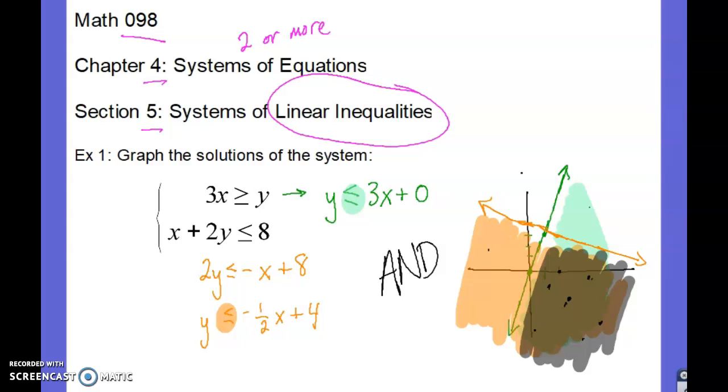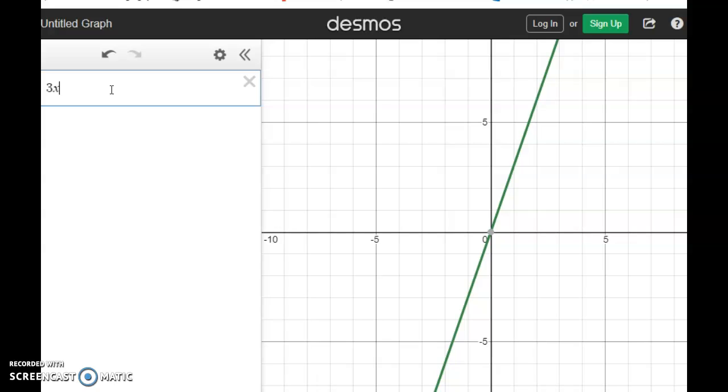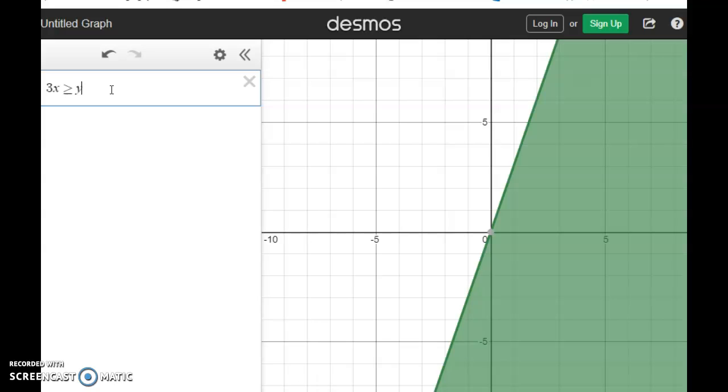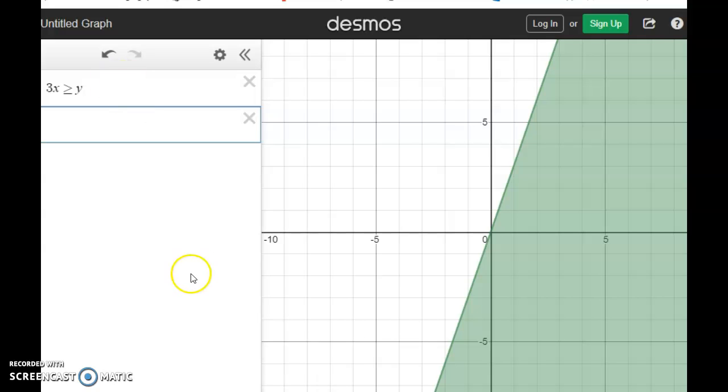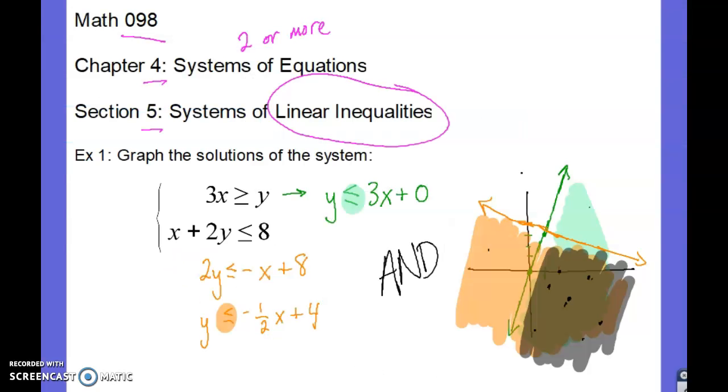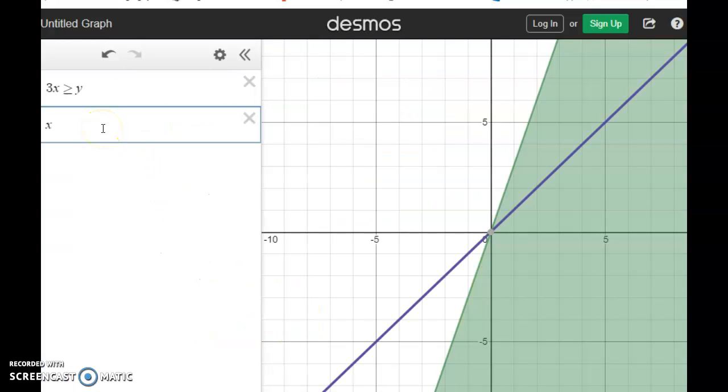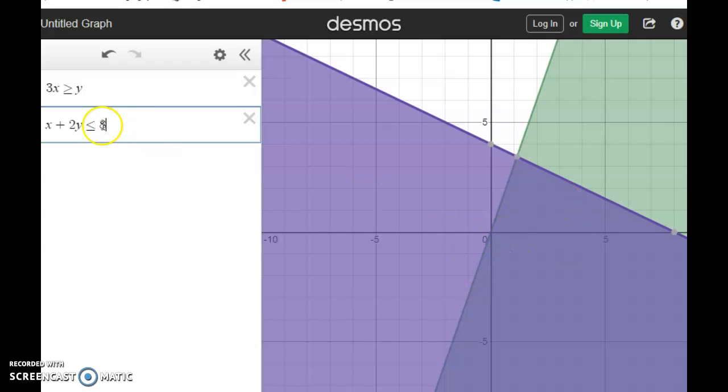I could pull up Desmos. Might as well do that real quick, because Desmos will give you the answer right away. So let me pull up Desmos. Looking at 3x is greater than or equal to y. What's nice about Desmos is you can also just write greater than and then the equal sign, and it'll fix it for you. And then my other equation was x plus 2y is less than or equal to 8. So it's a nice way that you can check that you did this correctly. And the answer that we care about is this dark shaded region in the bottom right of this graph.